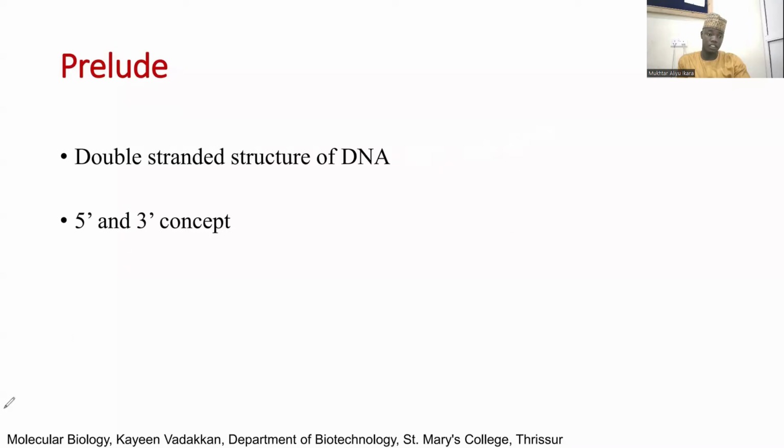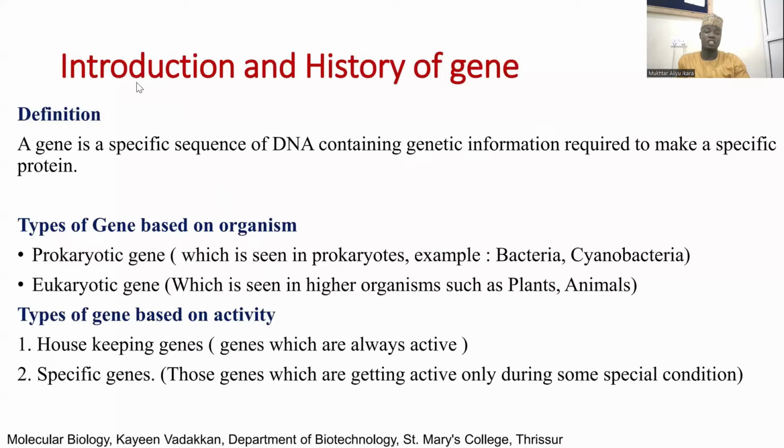Now we are going to look at the definition of the gene. What is a gene? A gene is a specific sequence of DNA containing genetic information required to make a specific protein. So it means that if you have a DNA like this, in a DNA, there are different segments, and each of these segments that produce a functional protein are called genes. So in one DNA, we can have 1,000 to 100 of genes.